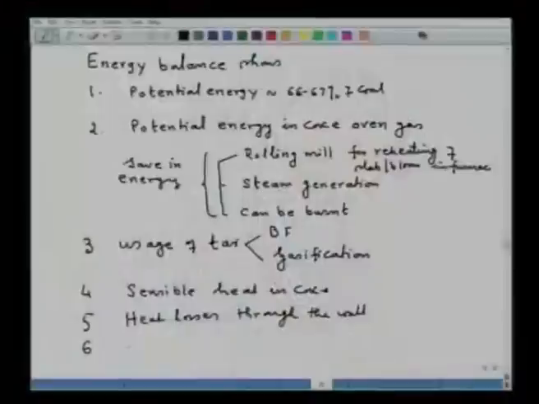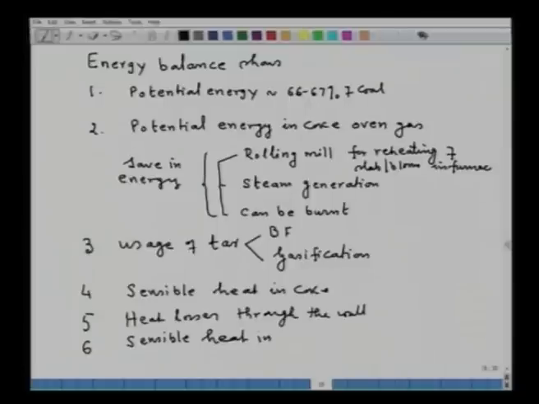About sixth, the sensible heat in tar and coke oven gas. So this is what the energy balance tells you, the output of the energy as a result of the input of energy through the coal.